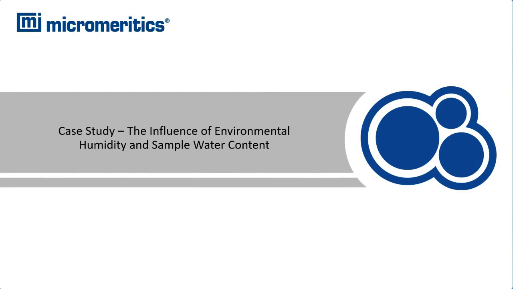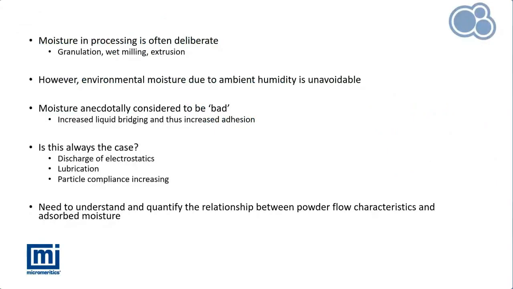Now onto our first case study, the influence of environmental humidity and sample water content. Moisture is typically added into different processes on purpose, for a reason. For example, in granulation processes, it allows the particles to bind together, it increases blend and content uniformity, and typically results in improved tablet quality. You might also see this in milling and extrusion processes as well.